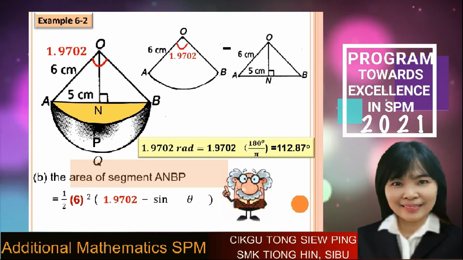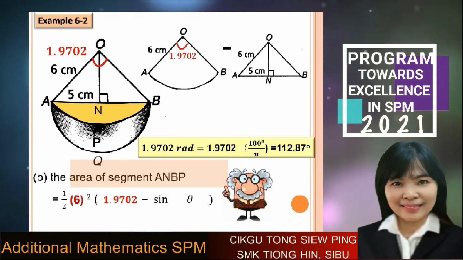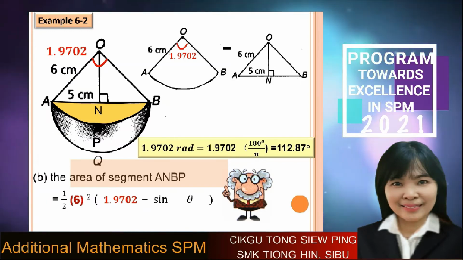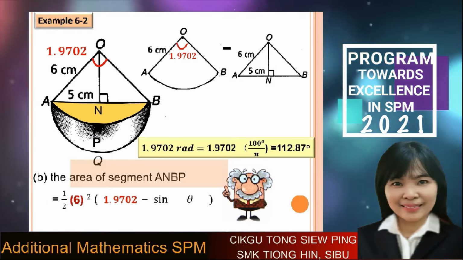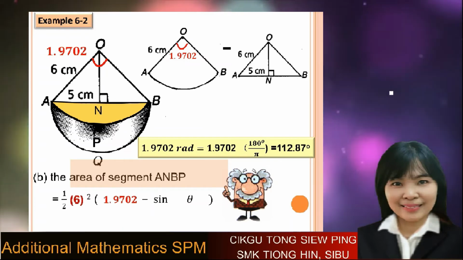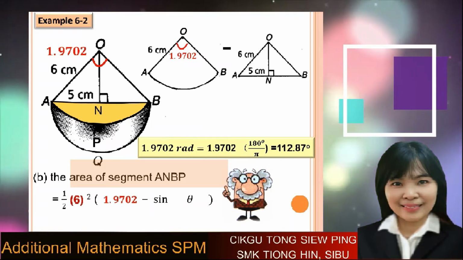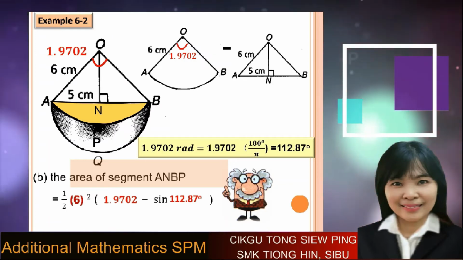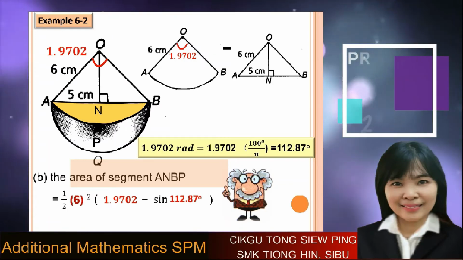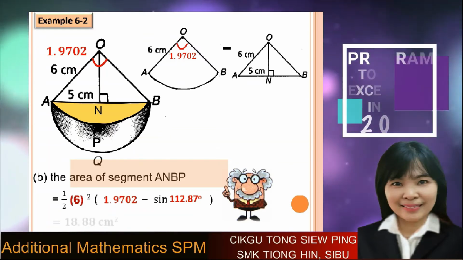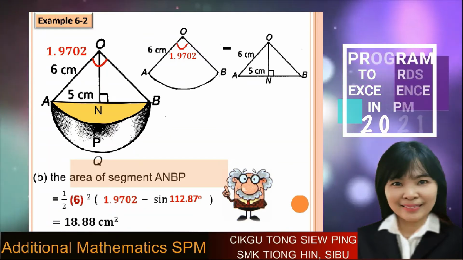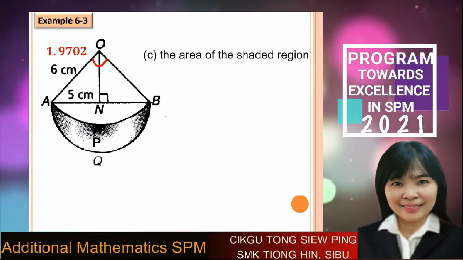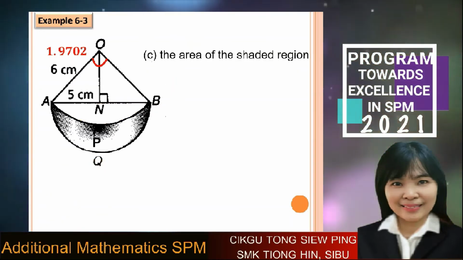We need to convert the radian to degree by using this formula. We multiply 1.9702 with 180 degree over pi, and we get 112.87 degree. We substitute this into the theta here and get from your calculator, we get the answer 18.88 centimeters squared.